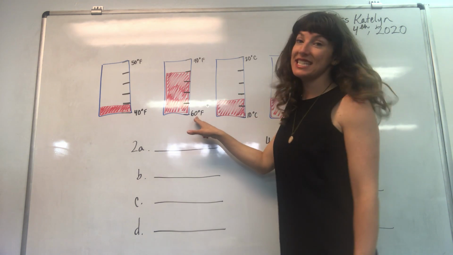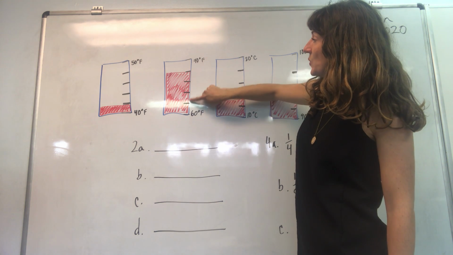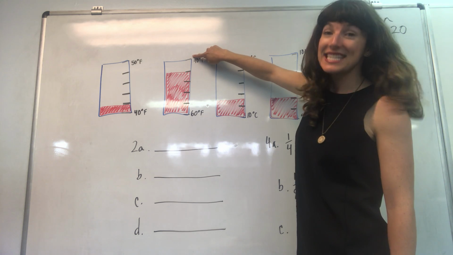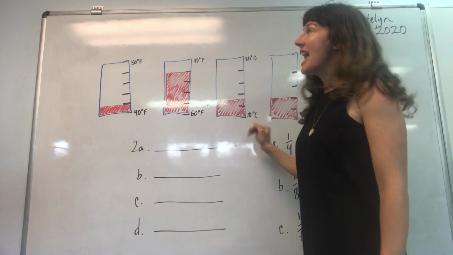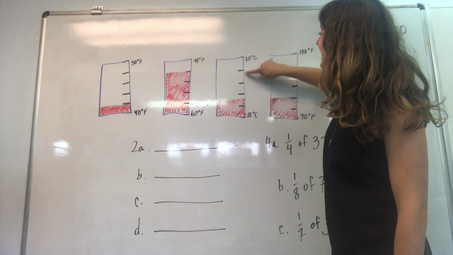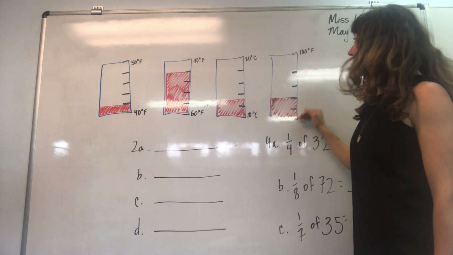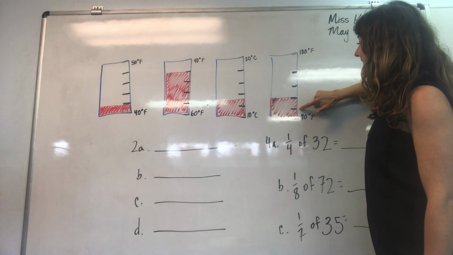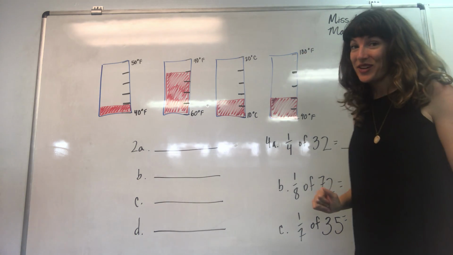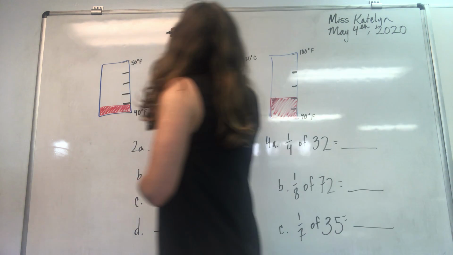Over here we got 60, and we count by 2s on each line. 60, 62, 64, 66, 68, and 70. Over here we've got 10 to 20, counting by 2s. 10, 12, 14, 16, 18, 20. And over here, we're counting by 2s from 90 to 100. 90, 92, 94, 96, 98, 100. Okay, count by 2s.